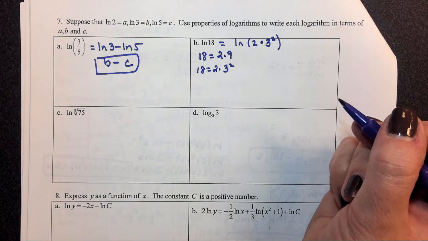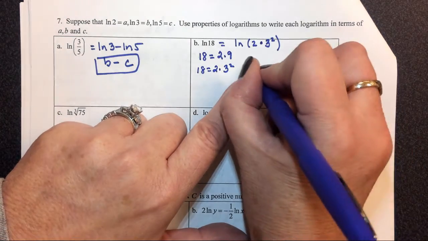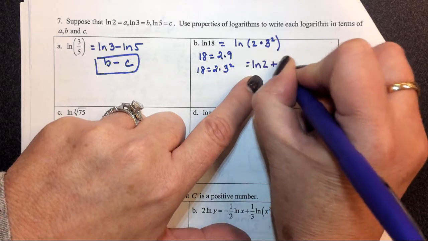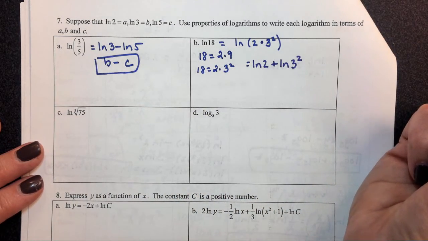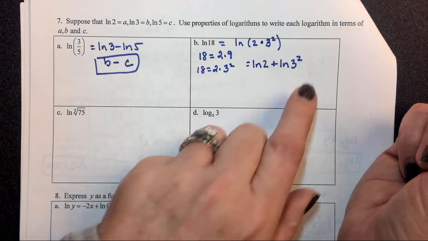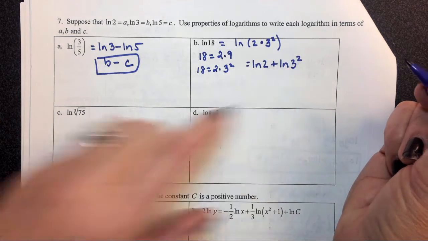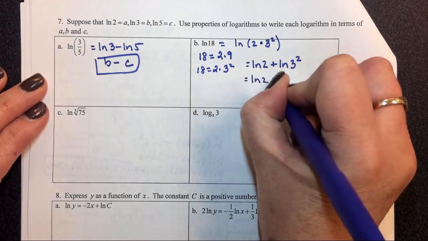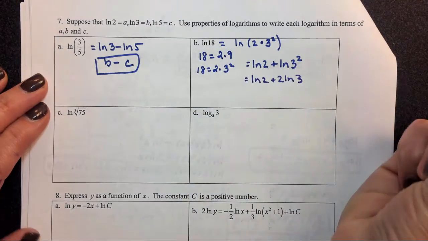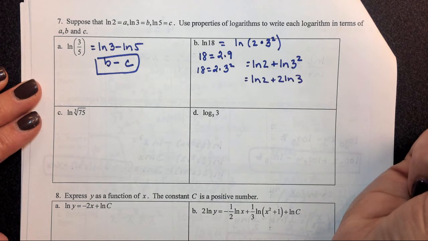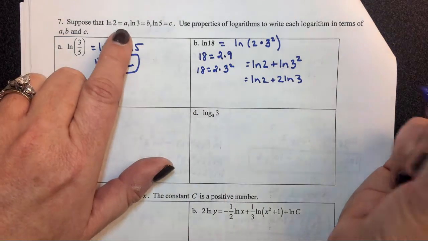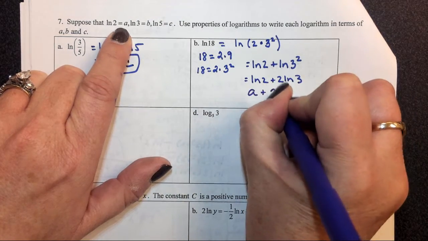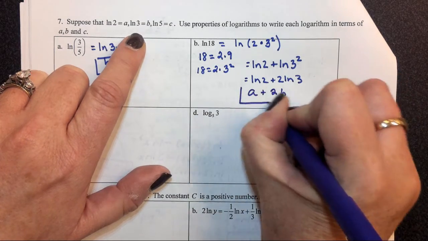So now I can use my product property of logarithms and rewrite this as the natural log of 2 plus natural log of 3 squared. Again, using my properties of logarithms, I can take this 2 and write this as 2 times the natural log of 3. Any questions on how I got 2 times the natural log of 3? Now I can substitute. Natural log of 2 is a, plus natural log of 3 is b.